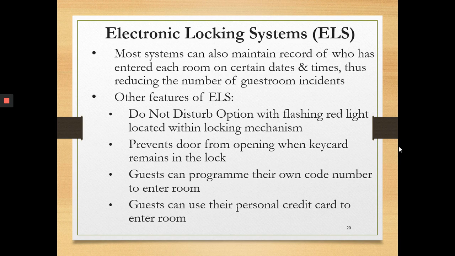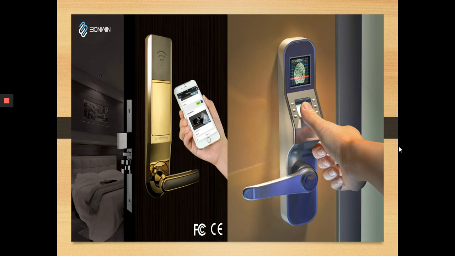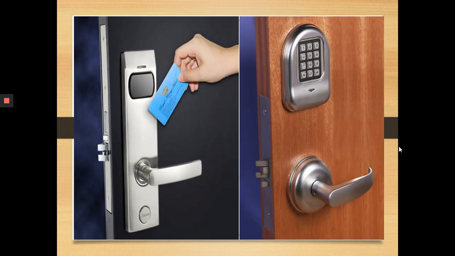Other features of ELS: sometimes when you use an electronic locking system, there will be a small monitor that flashes the do not disturb option. It also can prevent doors from opening when the key card remains in the lock. Guests can also program their own code number to enter the room. And guests can also use their personal credit card to enter the room. So I'm going to show you some examples of the electronic locking systems that are available in the market today.